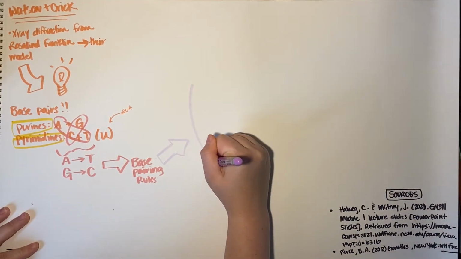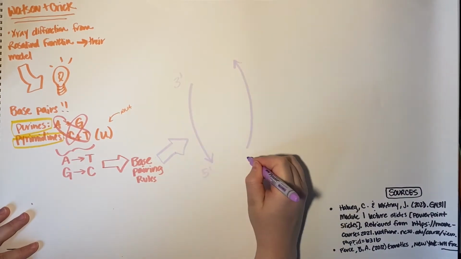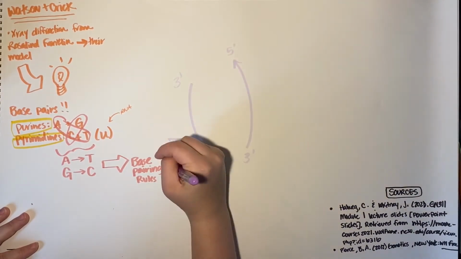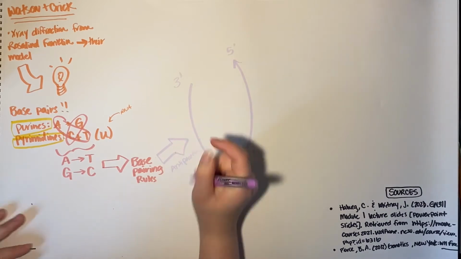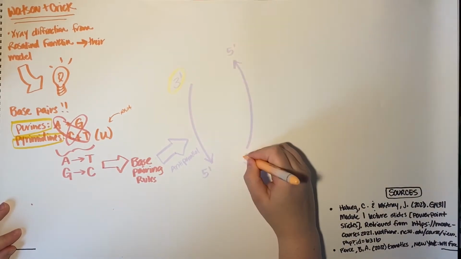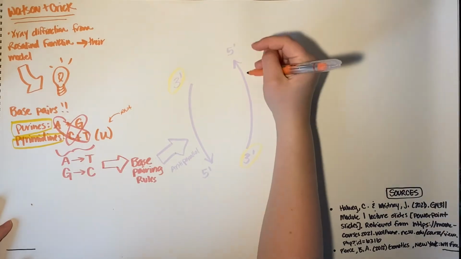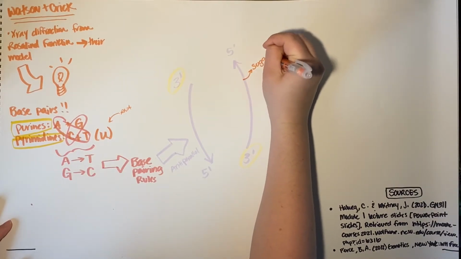They began building their model with these base pairing rules in mind, and they created a ringlet of anti-parallel strands, meaning they read in opposite directions. Sugars and phosphates faced outwards, with the bases facing inwards. Each strand reads 3' to 5', and with their base pairing rules, they are anti-parallel.